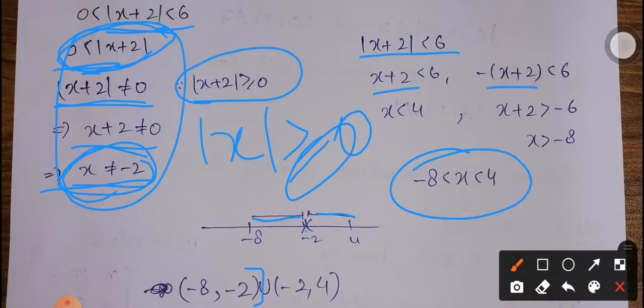So whatever the point you want to remove, we have to keep the brackets open in both intervals. If we have the sign of equality over here, then we have to put the closed interval, but these will be closed from -8 to 4 but not for -2.